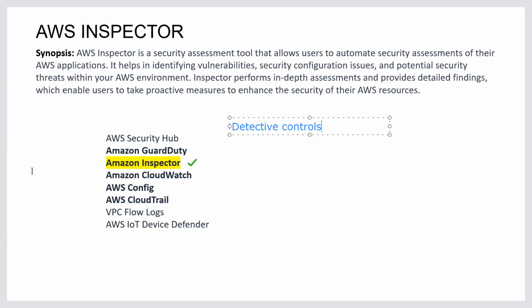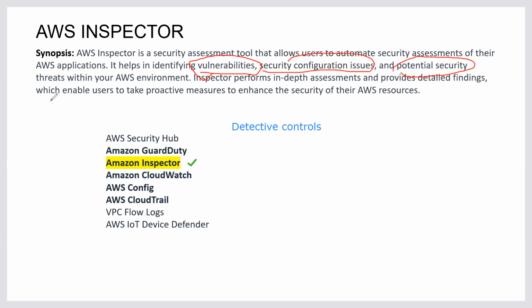And what are the important points, or the keywords, which we need to take note of? Identifying vulnerabilities, security configuration issues, potential security threats, right? So whenever you see the words vulnerabilities and security configuration issues, your thinking should always point to Amazon Inspector. And as we know, for Amazon GuardDuty, machine learning and other things are the keywords, which we have already seen in the previous video.